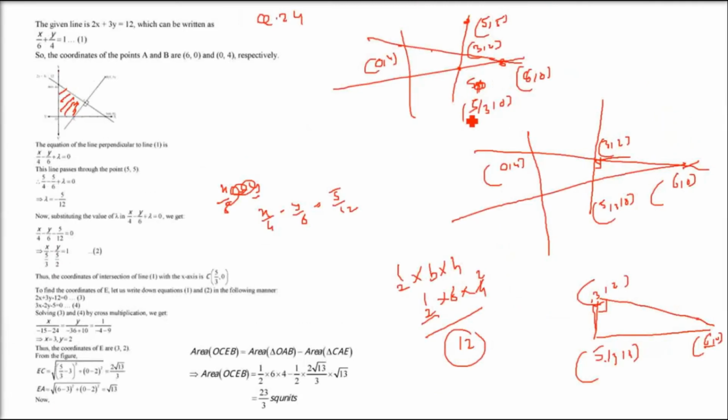Okay. So let's take the whole area, which is 6 into 4 by 2, 12. And 12 minus this one, the 2 gets cancelled, 13 by 3 actually. So 12 minus 13 by 3 is going to be 23 by 3. This is the area.